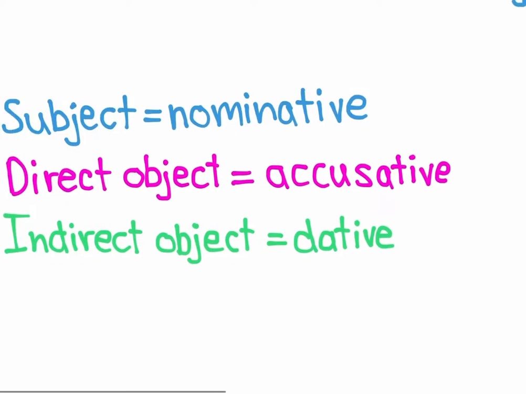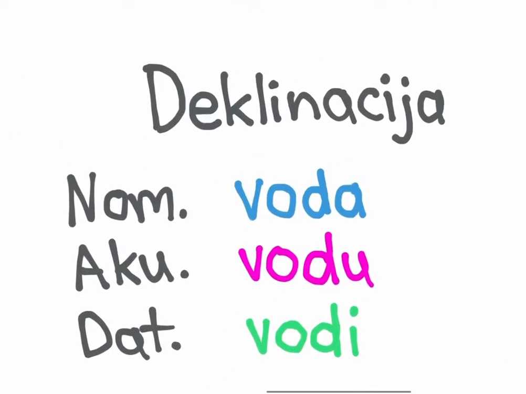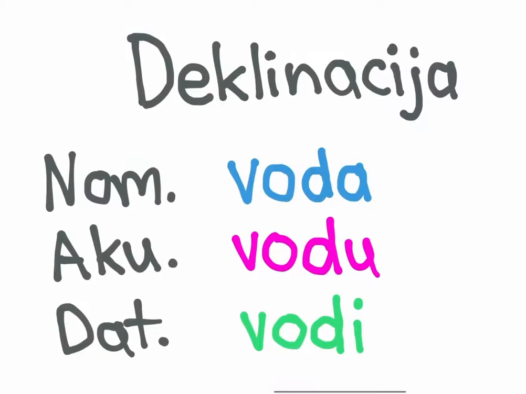Let's look at one example in the Croatian language. When a word changes because of its purpose in the sentence, this is called declension. In Croatian, deklinacija. I chose the Croatian language as an example of declension because there are no definite or indefinite articles. We will look at the word water, in nominative voda, in accusative vodu, and in dative vodi.